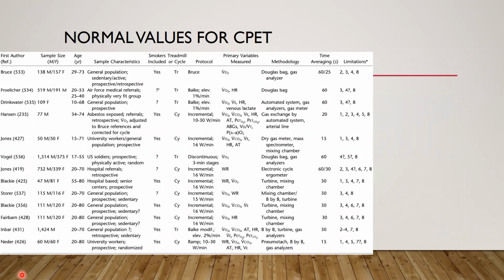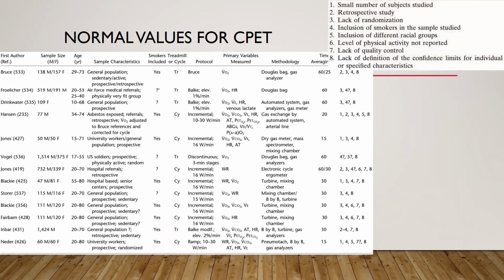So we're not going to go through all of this, but this column here, I want you to look at this. These are the limitations that they cite. So every single one of these numbers is a limitation. It's too small of a study. It's retrospective. They didn't randomize it. They included smokers. They included different racial groups in the study. We didn't know how active they were. There was no quality control. There's no definition of confidence intervals.